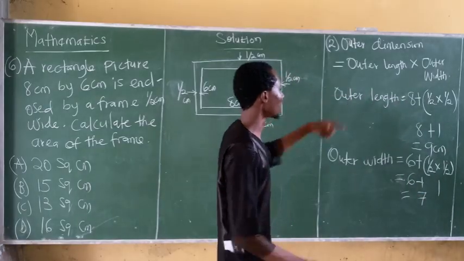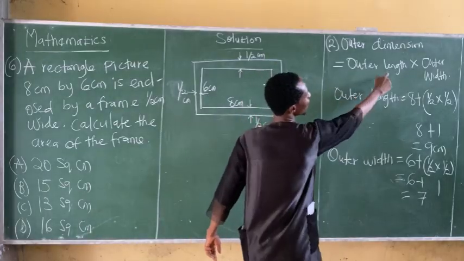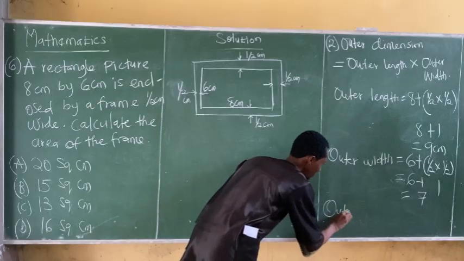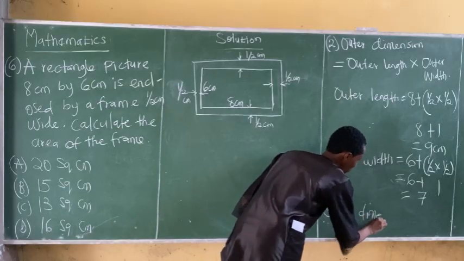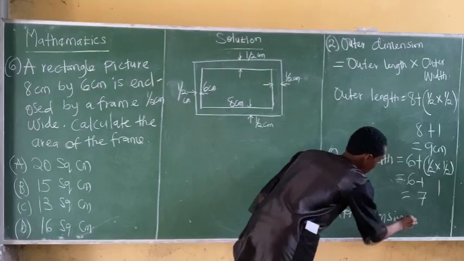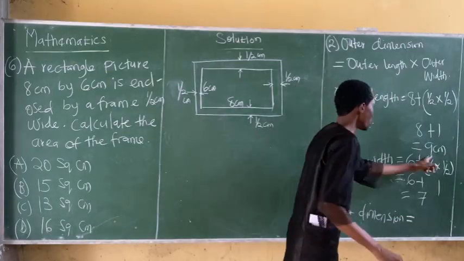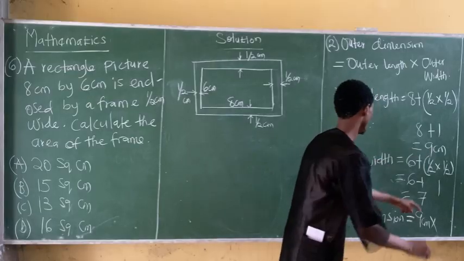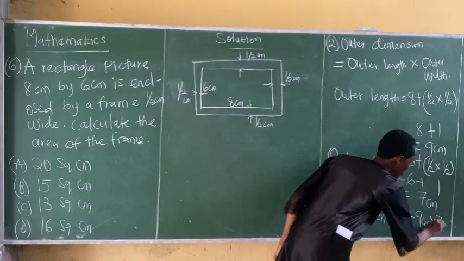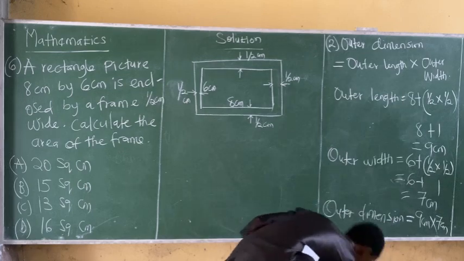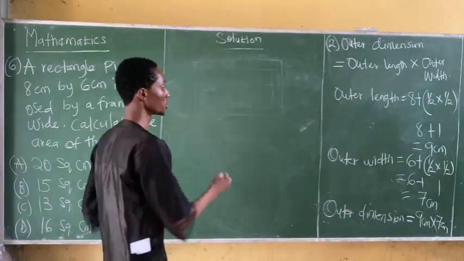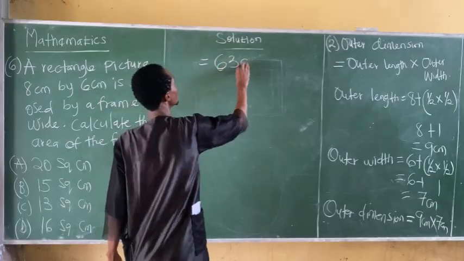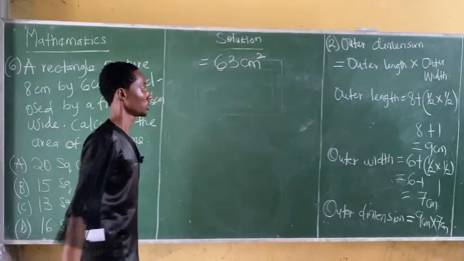Therefore, the outer dimension is the outer length times the outer width. So outer dimension is equal to, the outer length we have here is 9 cm times the outer width we have here, 7 cm. The outer dimension here is going to give us 9 cm times 7 cm, which is 63 cm squared. Now we have gotten it.